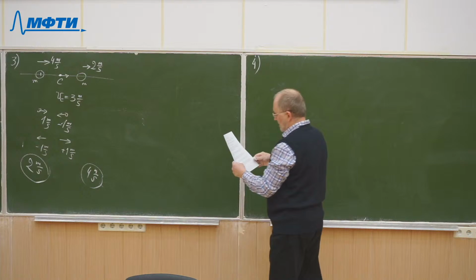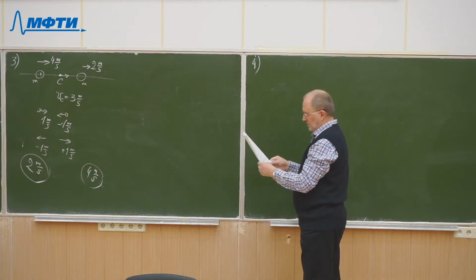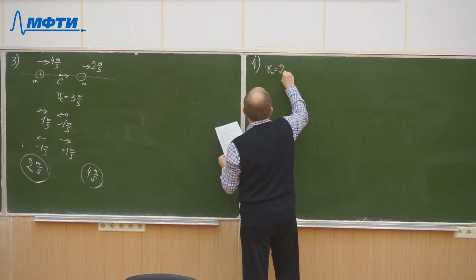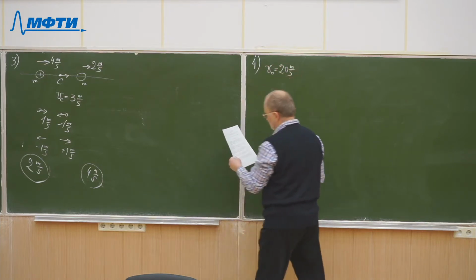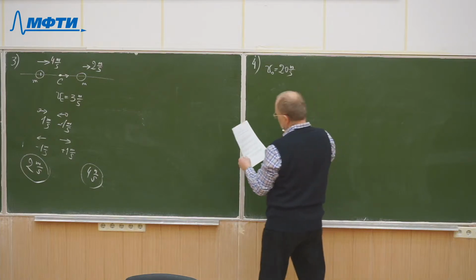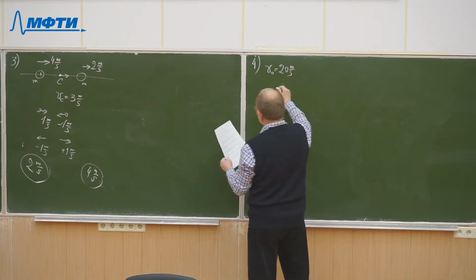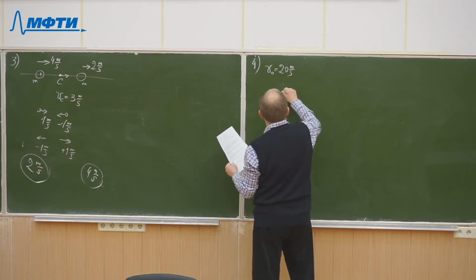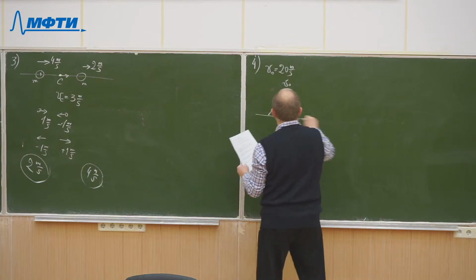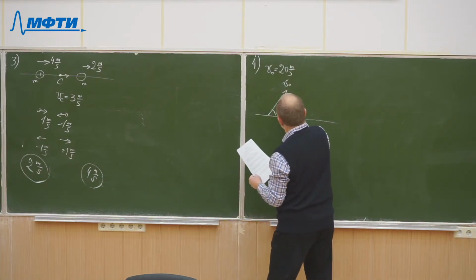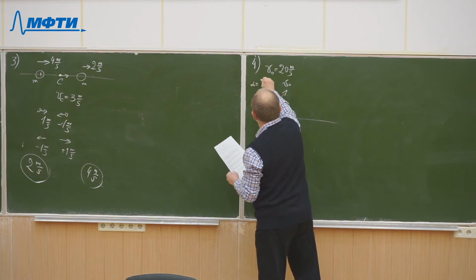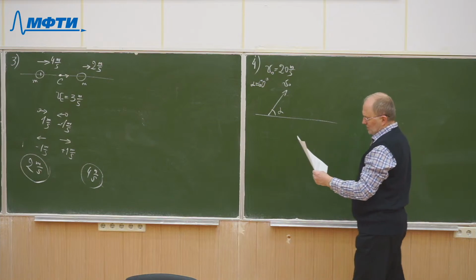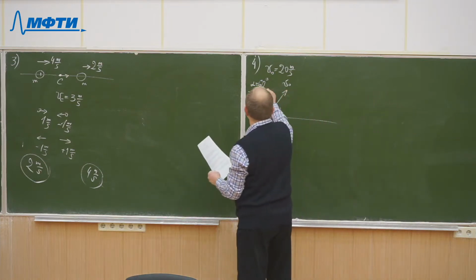Problem number 4. A stone is thrown at an initial speed of 20 meters per second at an angle of 60 degrees to the horizon. So the stone is thrown so that the angle alpha is 60 degrees to the horizon. In what time? So we need to find.